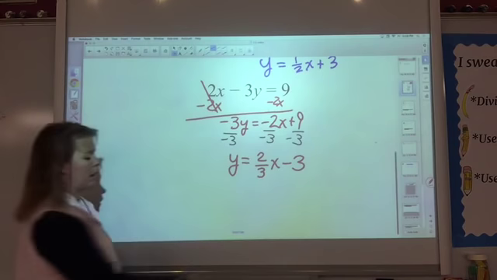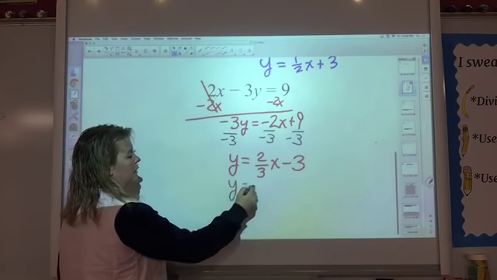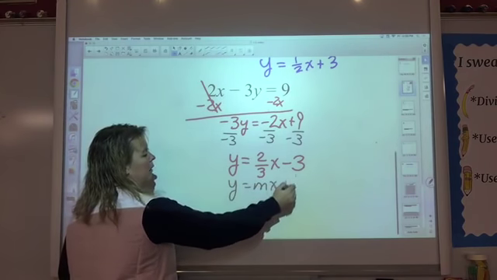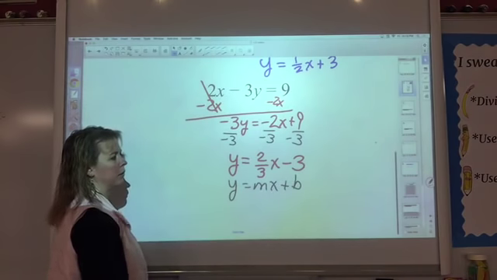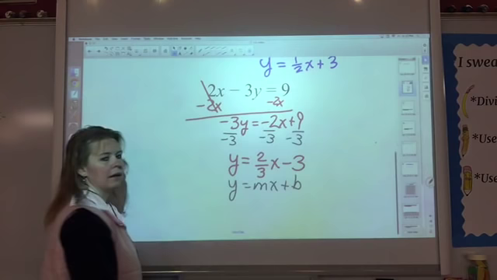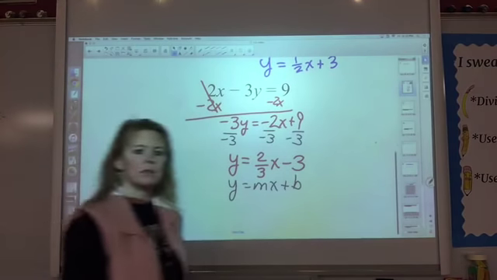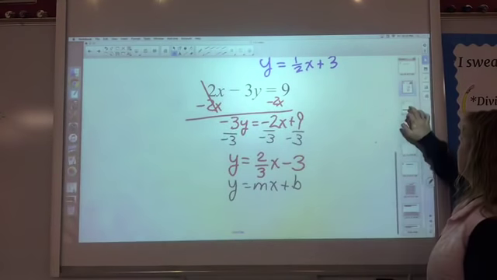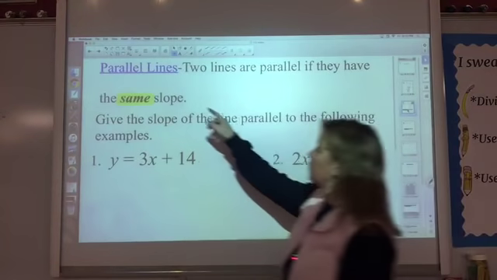That's called solving for y. It's also related to our lines that now we're in y equals mx plus b form. We know our slope is 2/3. We know our base is negative 3. That was just a warm-up. So from there, we're going to go into the actual notes. Section 4.5.